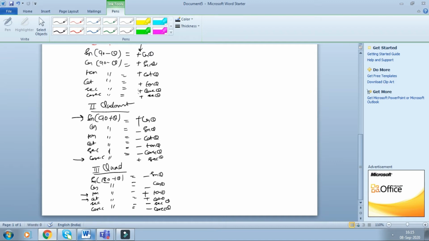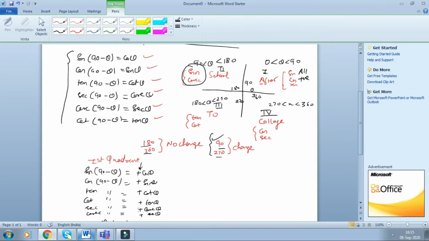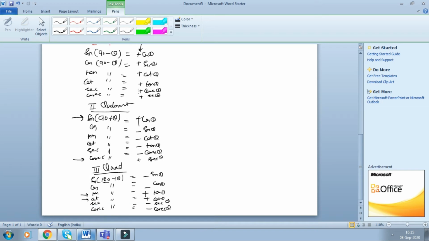This is very easy. Now similarly, you can write it for the fourth quadrant. If you write it for the fourth quadrant, okay, I will just increase the space.